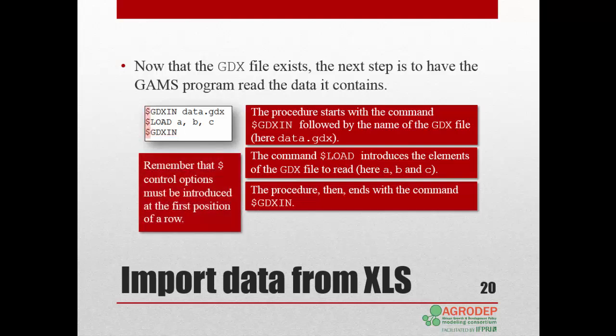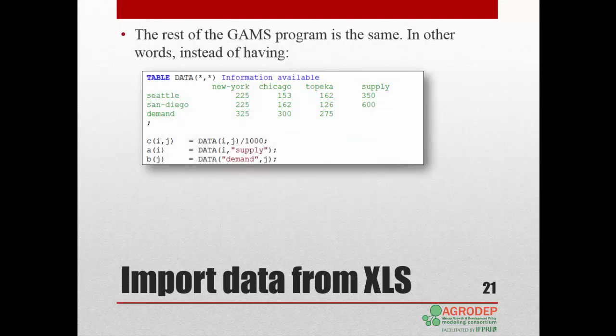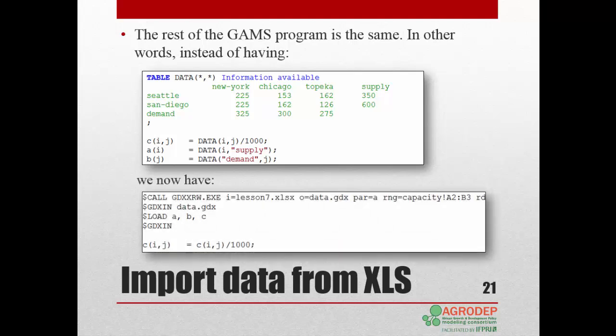Remember that for control options, the $ sign must be in the first column of the line. The rest of the GAMS program is the same, but instead of having a table containing data followed by assignment statements, we now have 4 command lines that create a GDX file from an Excel file and read items from the GDX file in GAMS.